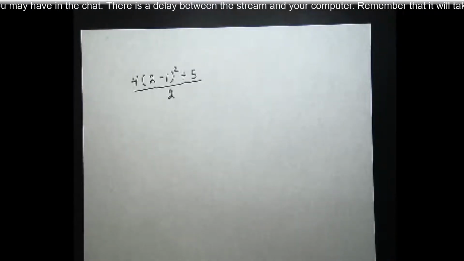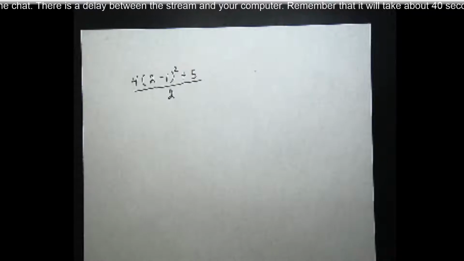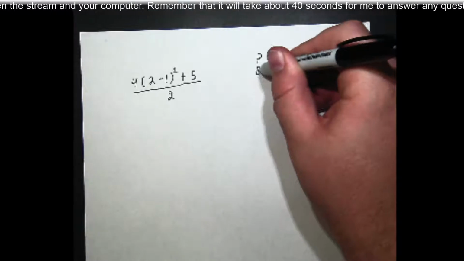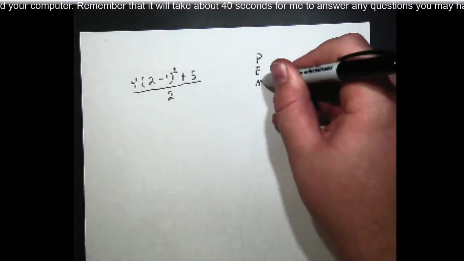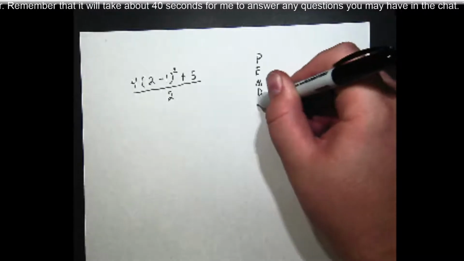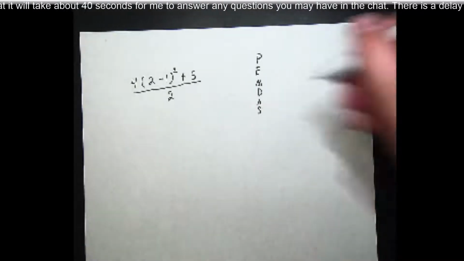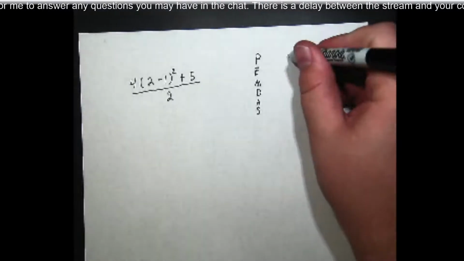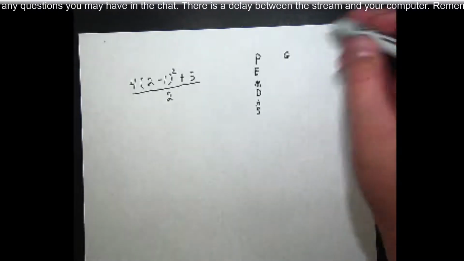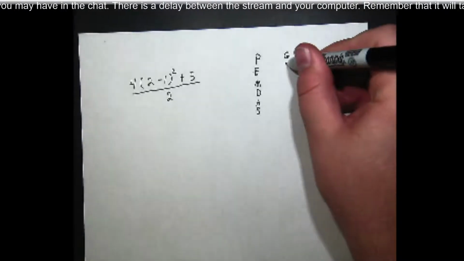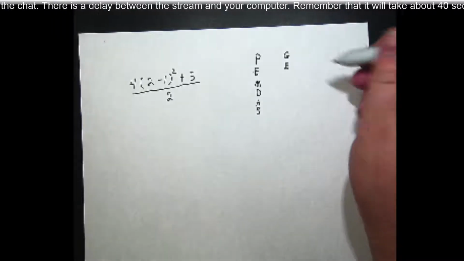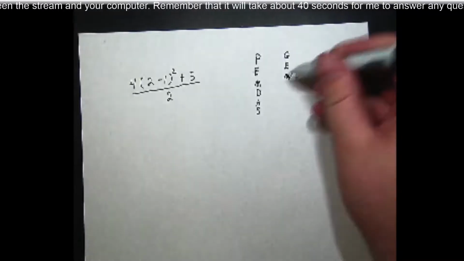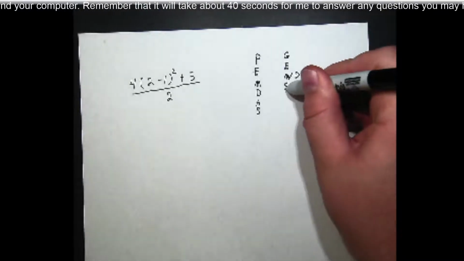So again, order of operations, we need to do parentheses first, then exponents, then multiply and divide, and then add and subtract. This is the one you've probably seen before, PEMDAS, but we also have GEMS, which is grouping symbols, then exponentiation, multiply and divide in the same step, and then subtract and add in the same step.